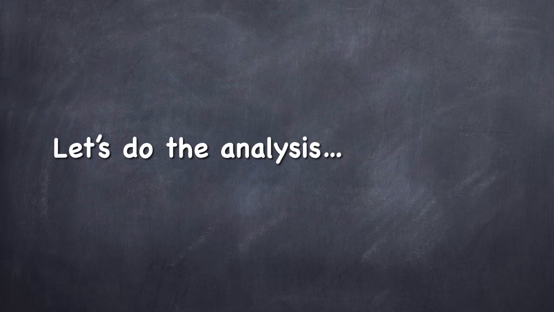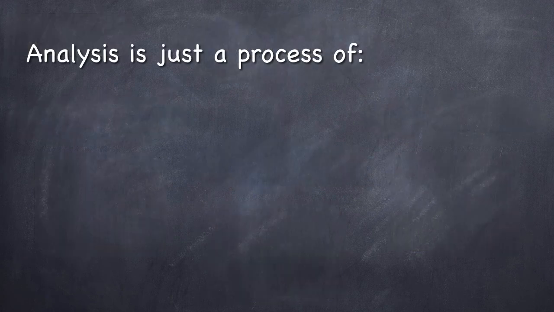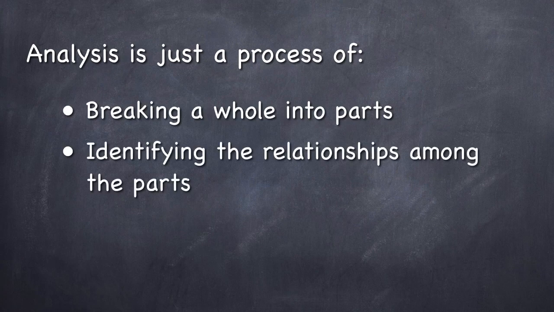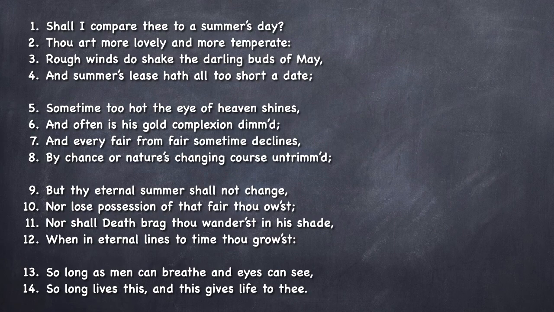Let's do the analysis part. And here's how we do it. We want to identify the main and the supporting ideas, whatever they may be. Analysis is just a process of, number 1, breaking a whole into parts, identifying the relationships among the parts, and deriving one main idea that unites the parts. Our first source is Shakespeare's Sonnet 18.